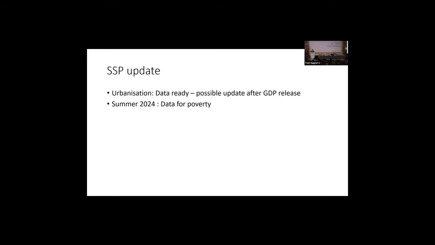For urbanization, the data is ready. Maybe an update is needed after the income projections have been released. And we are going to work also on a data set on poverty, which will be released summer 2024.